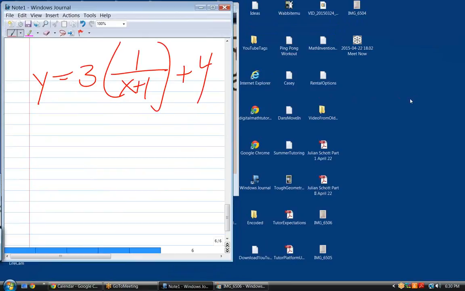Okay, so all we're going to do is have a hyperbolic function. Where's the vertical asymptote? The vertical asymptote would be at 4. No, or it'd be at -4. No.